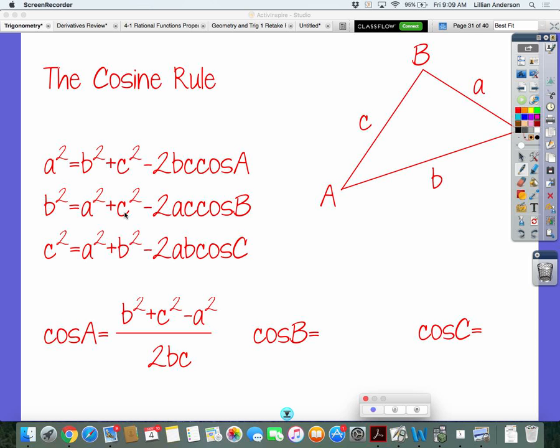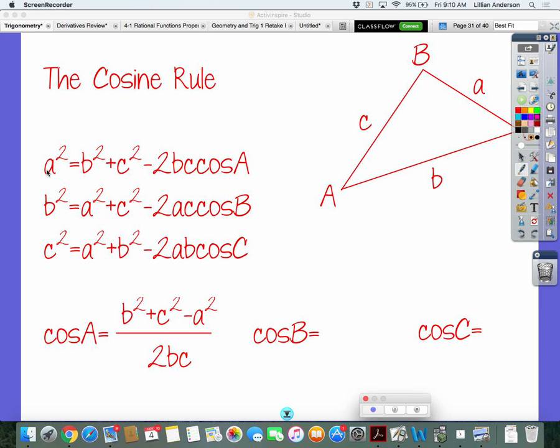So really and truly, the formula setup does not change. It really is whatever two sides you know, you're going to square them and add them, and then you're plugging into the rest of the formula, and then you'll take the cosine of the angle that you do know. And that angle is always opposite of the side that you're trying to find.